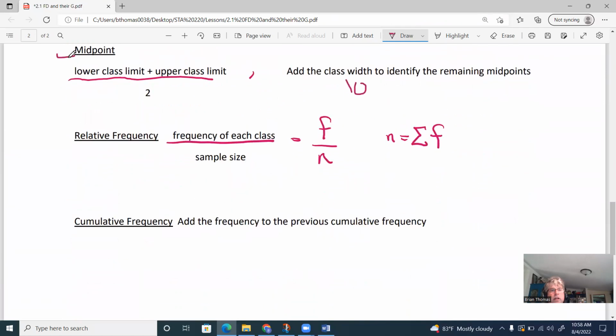So we got our midpoint done. Relative frequency: what we do is we divide the frequency of each class by the sample size. So that's the number of data entries. Remember, the sample size was this 24. The sample size is also the sum of the frequencies. So this n is going to represent the sample size, and f is going to stand for the frequency. To find relative frequency, the formula they use is basically f over n.